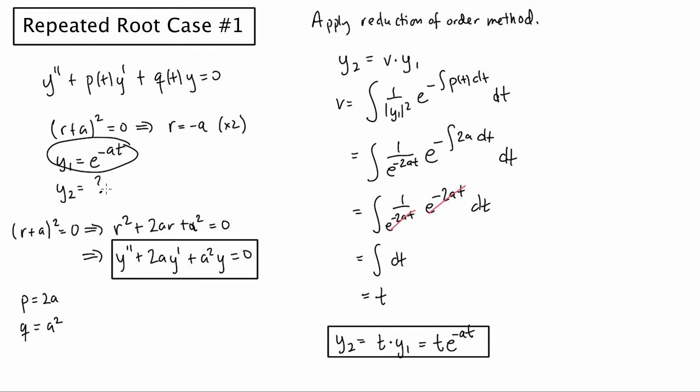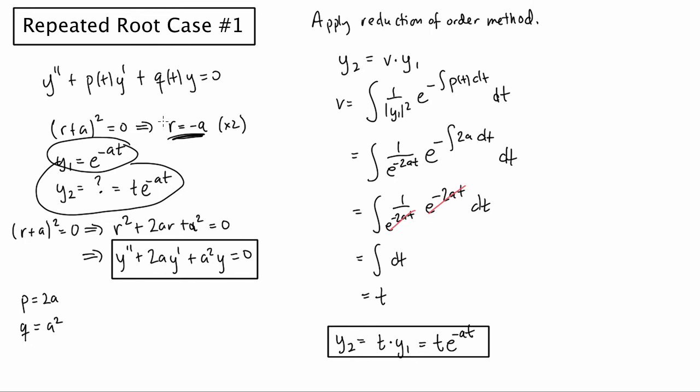If I go back over here to where we started, we now know that if you end up in the repeated root case, if you've got a root that's repeated twice, then the first part of the fundamental set is just e raised to that root like you would do for any of the other cases. Then the second solution you have to multiply by t.